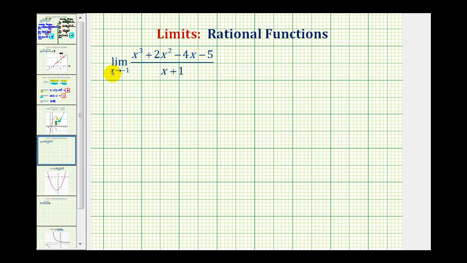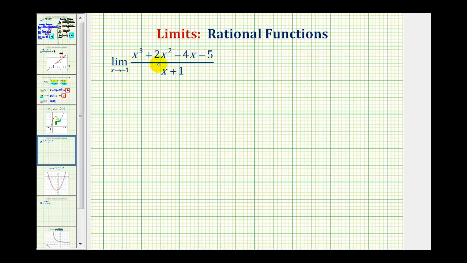We want to find the limit as x approaches -1 of the given rational function. And we'll find this limit analytically and then verify it graphically. Notice if we tried to find this limit by performing direct substitution, the denominator would be 0, so we'd have division by 0, which is undefined.